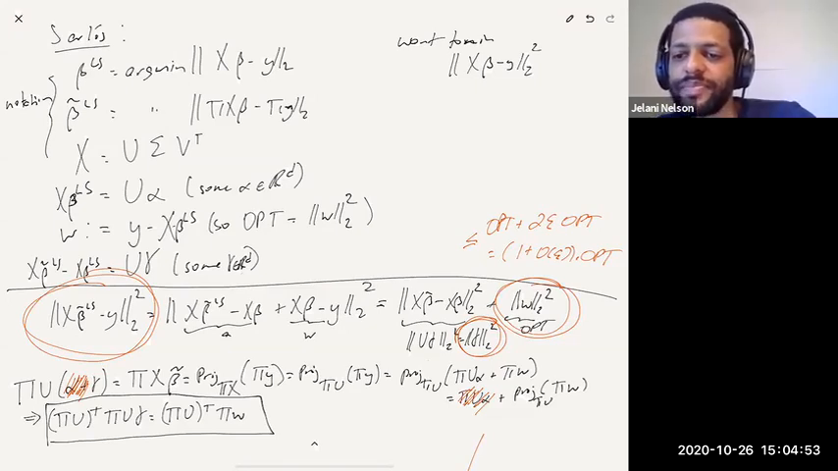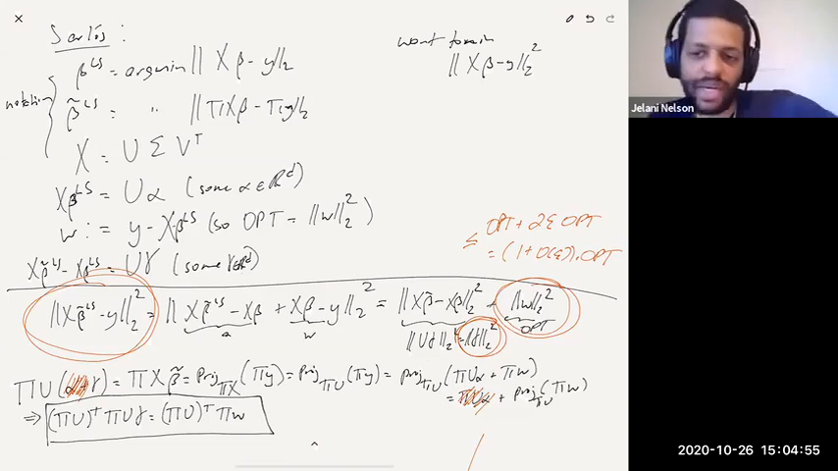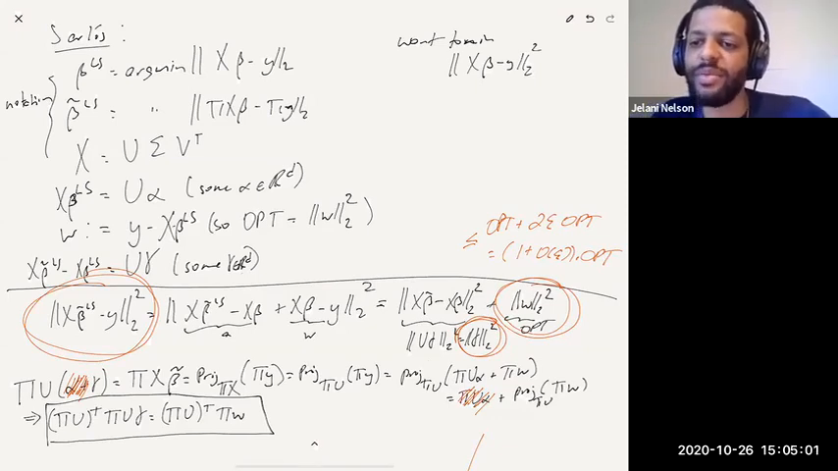Okay. And we're out of time, so I won't have time to talk about the analysis of the iterative method. Maybe I'll talk about that at the beginning of Wednesday. But we'll talk about that, and then we'll start talking about low rank approximation.